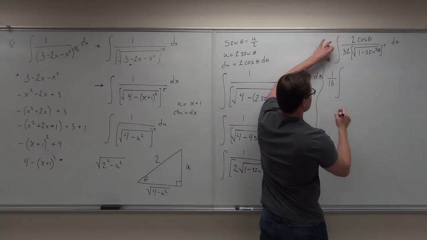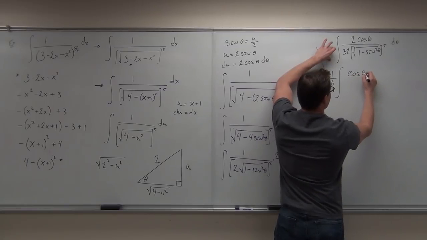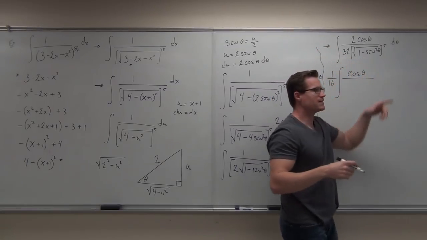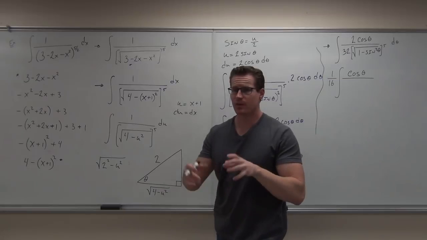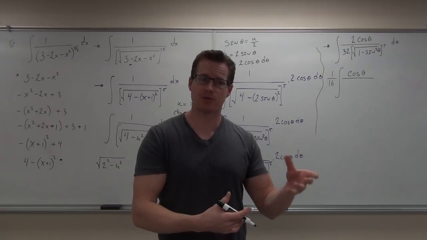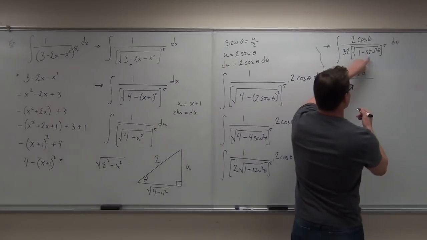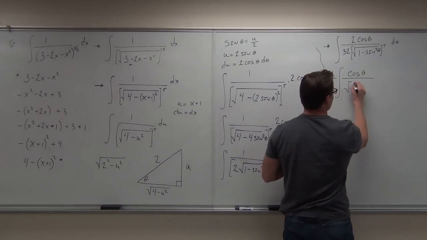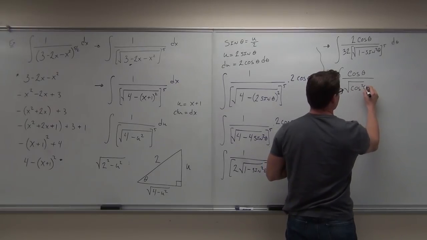So this is 1/16. We got a cosine theta. This is why we did that substitution for sine, because we knew it was going to be 1 minus something squared. Well, that something squared has got to be sine for this to work for us. So 1 minus sine squared gives us the square root, and that's all raised to the 5th power.